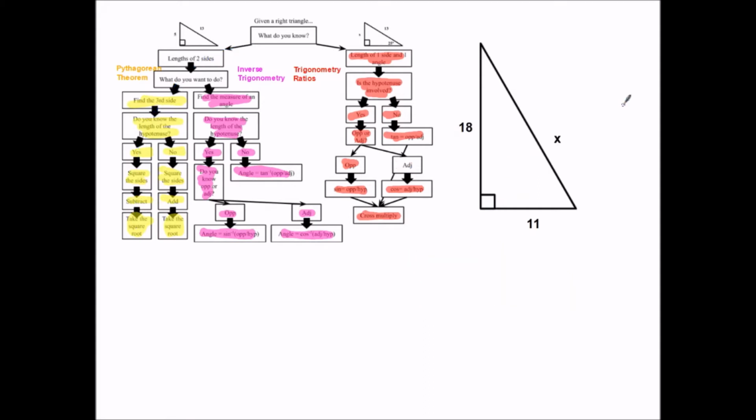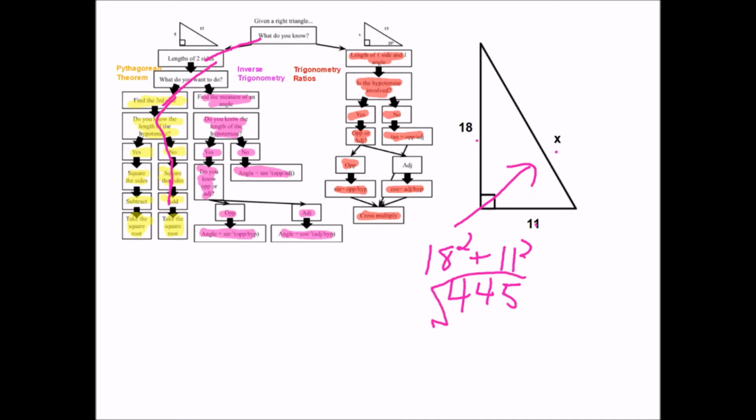Here's the next pathway. So again, right triangle, we know the length of two sides. What do we want to do? This x is asking us to find a third side. Do we know the hypotenuse? Nope. So we're going to square the sides, add, right? 18 squared plus 11 squared is 445. And then take the square root. The square root of 445 is about 21.1. Oh, not degrees. Sorry, length of side. So centimeters, whatever.